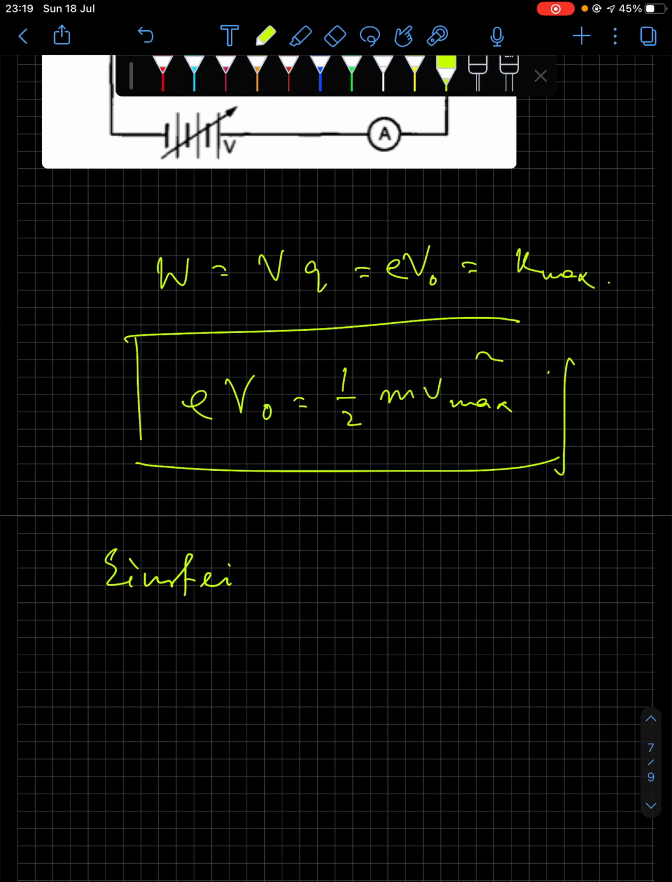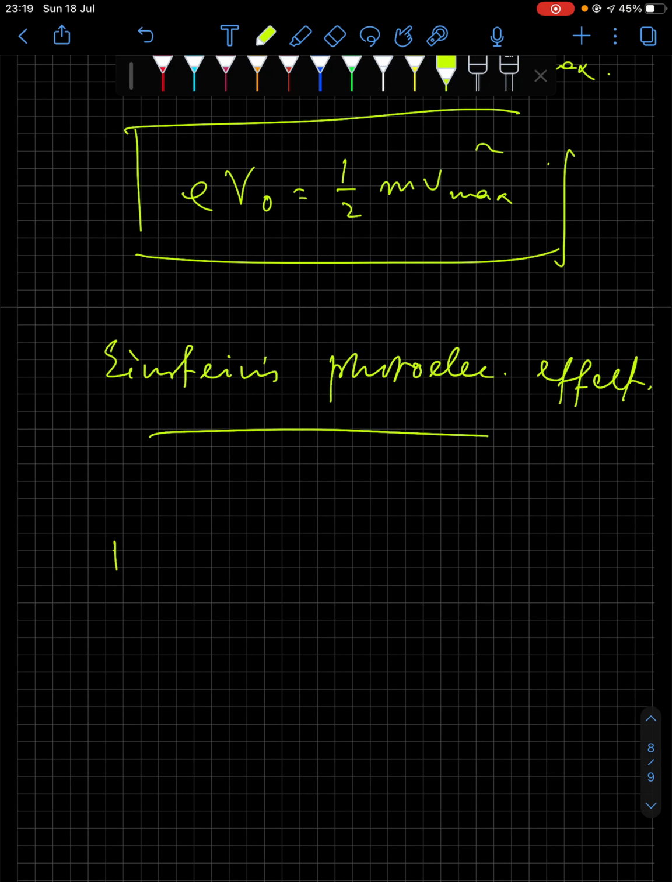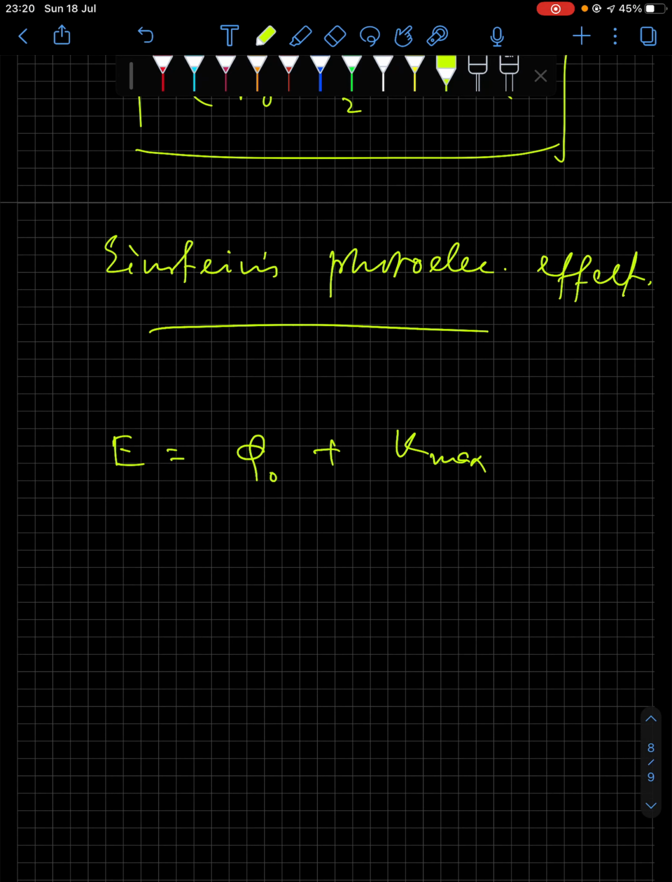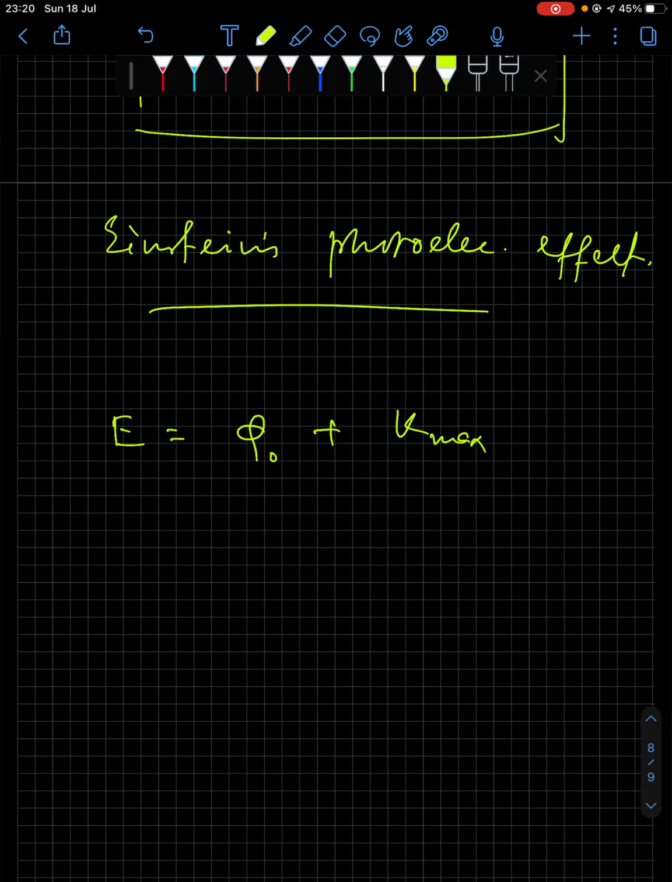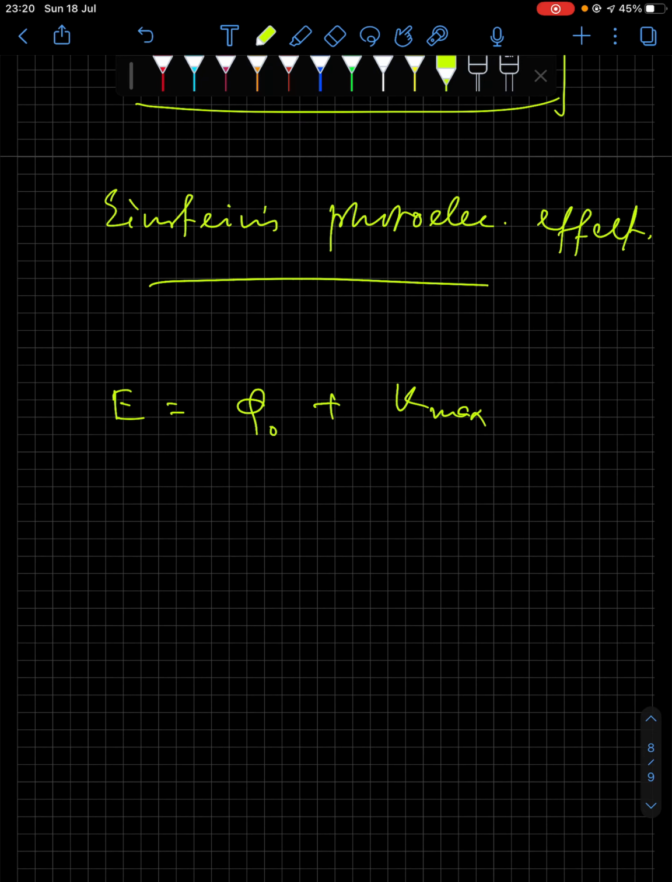Next you have Einstein's photoelectric effect. According to Einstein, the total energy that is incident on a metal plate is used in two manners. A part of this energy is used to overcome the work function, the remaining part is used to give kinetic energy to the ejected photoelectrons. So this is Einstein's relation. You have to remember only one relation, but we can derive other relations from this.